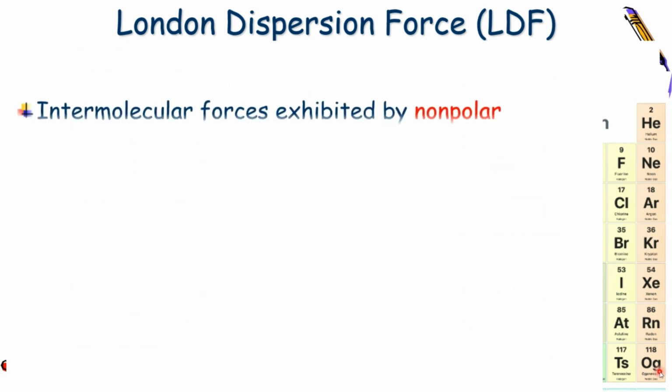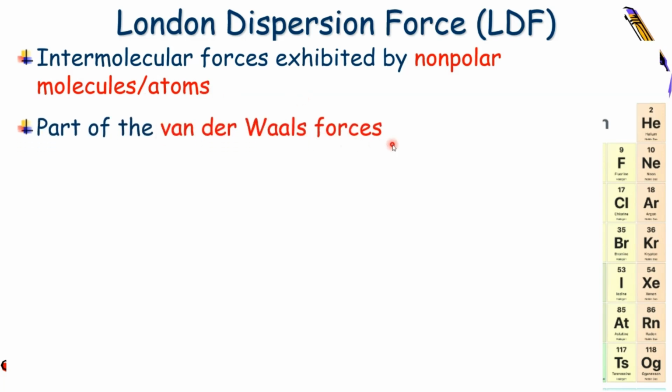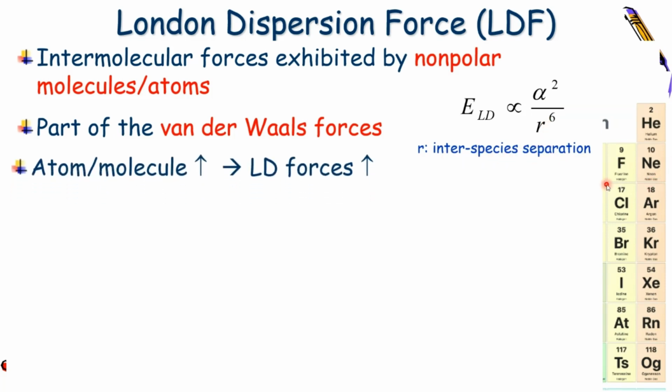Okay, so London dispersion force is the intermolecular force exhibited by nonpolar molecules or atoms, and it is a part of the van der Waals forces. These are all called van der Waals forces, which are secondary bonds. So the energy is proportional to alpha. Alpha is what? Polarizability, right? And R is what? Interspecies separation.